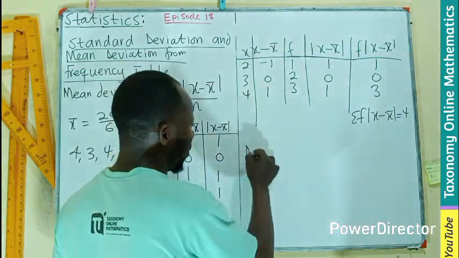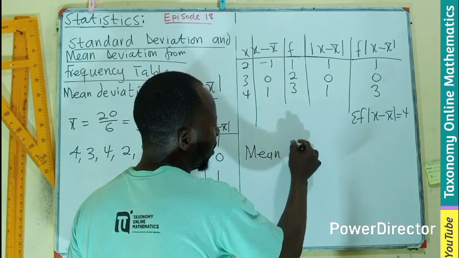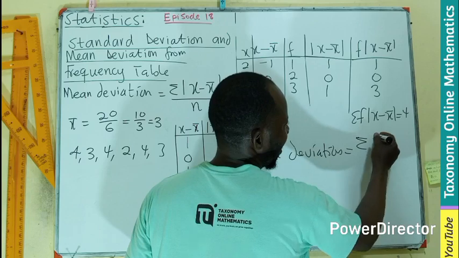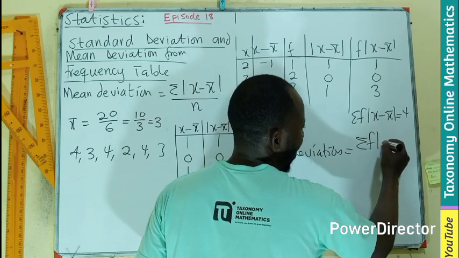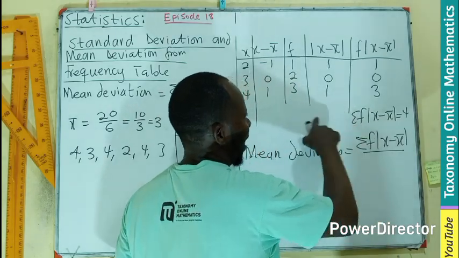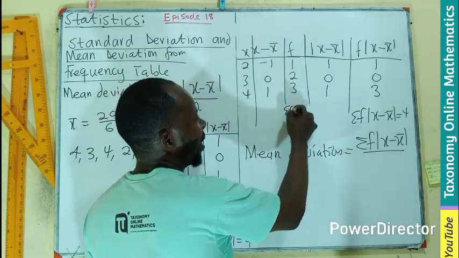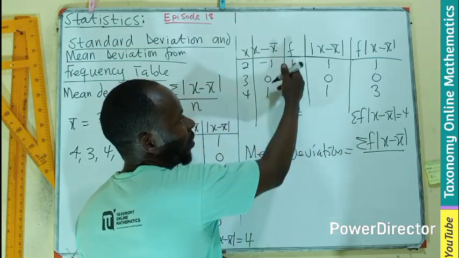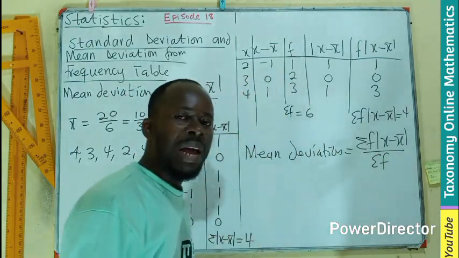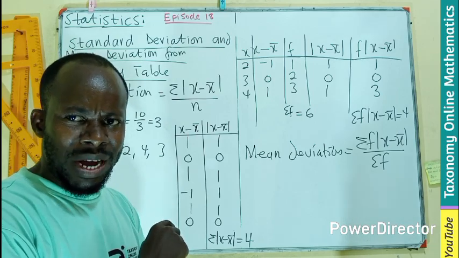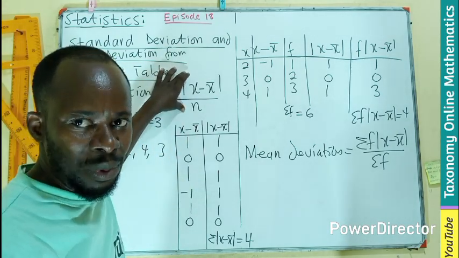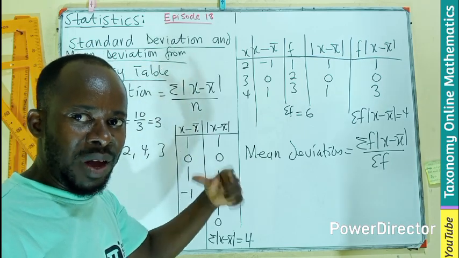So your mean deviation will just be sigma f absolute bar of x minus the mean, divided by the total number, which is sigma f. This plus this is 6. And that will give us sigma f. I'm sure you get a concept of what we are doing. We have done this formula in episode 8, the formula before.